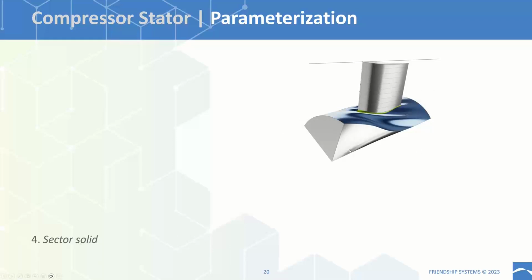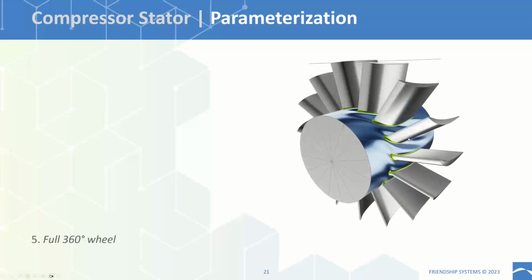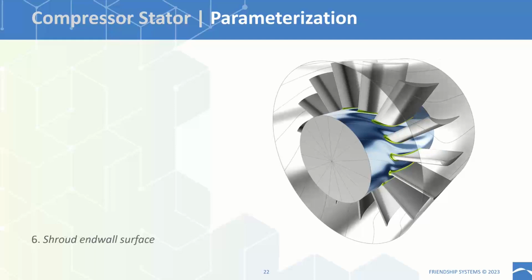After we have created the hub surface, we can basically create a solid for our sector. So we have basically closed our blade at the tip. We have created the kind of slice here of the hub. And at this point, you can see we have also included a fillet between the hub and the blade. And then we can multiply this slice to create our full 360 degrees stator wheel. And then we can also create our shroud end wall surface. And basically, this is the kind of finalized model.